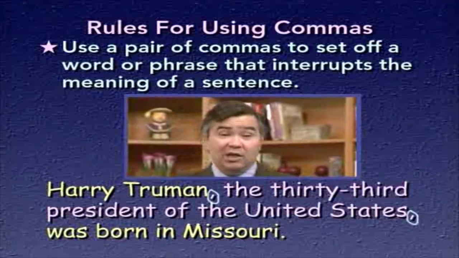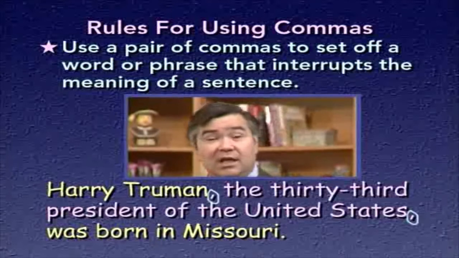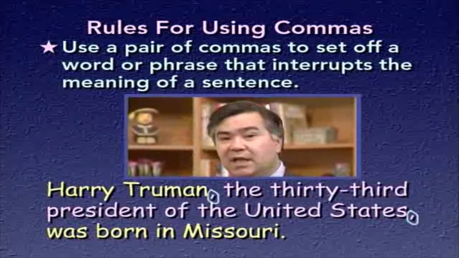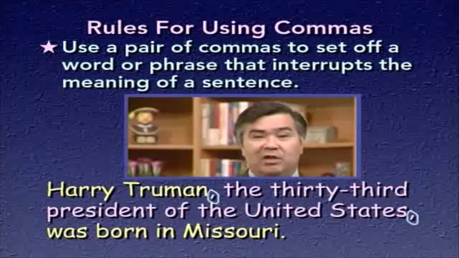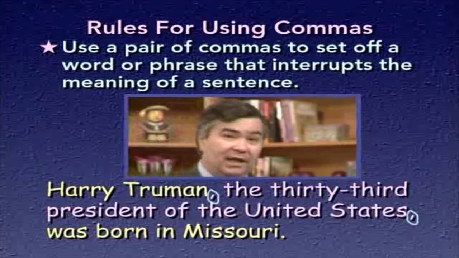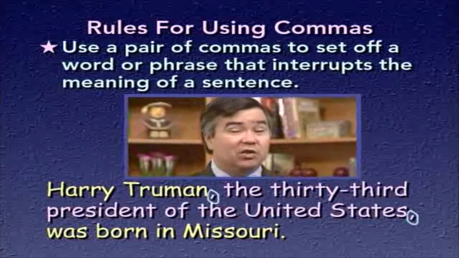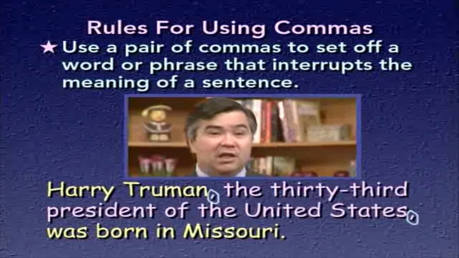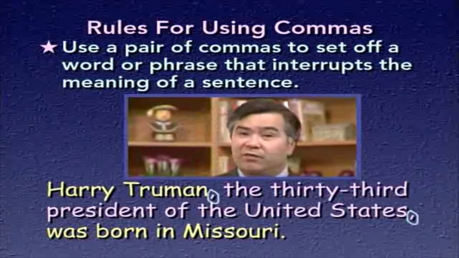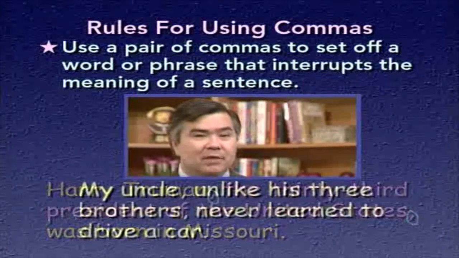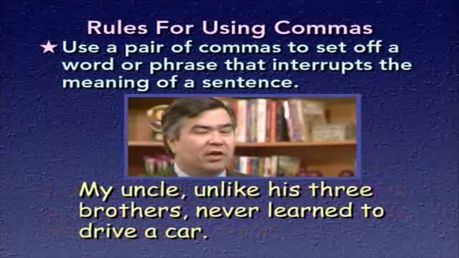And again, notice that inserting the pauses when we read the sentence makes the sentence a little easier to understand. Harry Truman, the 33rd President of the United States, was born in Missouri. Notice how the link between the subject of the sentence, Harry Truman, and the verb was becomes a little clearer when we pause to set off those words that interrupt the flow from the subject to the verb. So this is a classic example of a sentence that contains an interrupting phrase. It's good to set that off from the rest of the sentence with a pair of commas. One more example. My uncle, unlike his three brothers, never learned to drive a car.